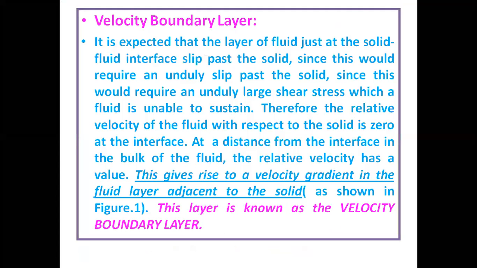Now, the velocity boundary layer. It is expected that the layer of fluid just at the solid-fluid interface does not slip past the solid, since this would require a large shear stress, which a fluid is unable to sustain. Therefore, the relative velocity of the fluid with respect to the solid is 0 at the interface. At a distance from the interface, in the bulk of the fluid, the relative velocity has a finite value. This gives rise to a velocity gradient in the fluid layer adjacent to the solid. This layer is known as the velocity boundary layer.